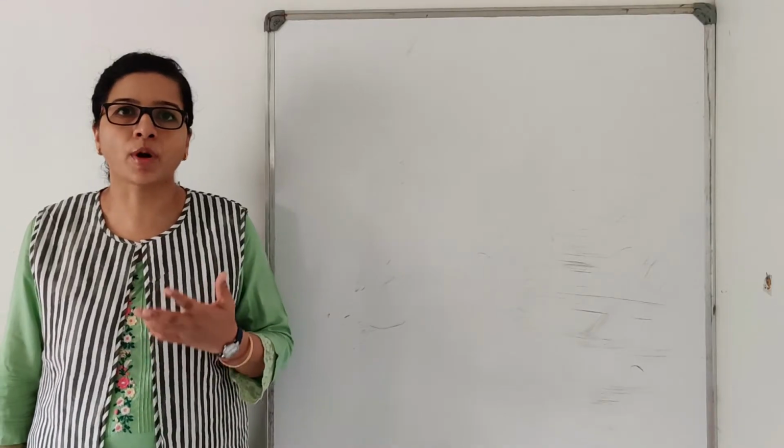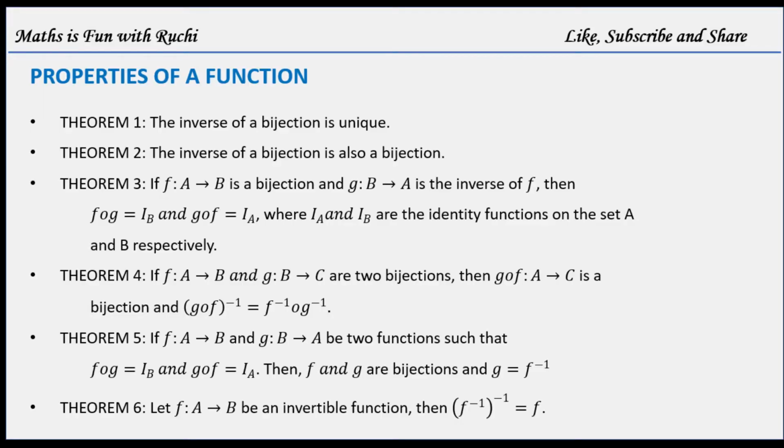Let us check some of the properties of the function now. First theorem, the inverse of a bijection is unique. Second is, the inverse of a bijection is also a bijection. What the third theorem says: if f: A to B is a bijection and g: B to A is the inverse of f, then fog is equal to identity of B and gof is equal to identity of A, where I_A and I_B are identity functions on sets A and B respectively.